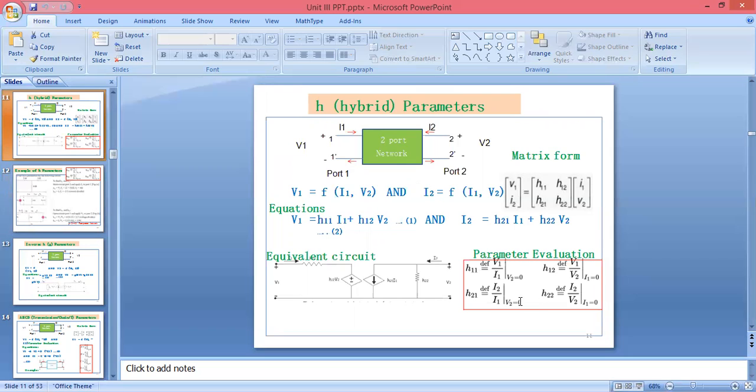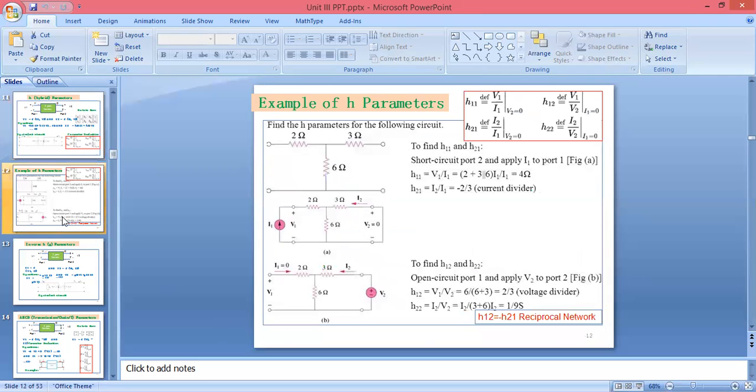And whenever you consider V2 equal to 0, at that time you get the equations for H11 and H21. These equations will be needed to solve numericals dependent on H parameters. Here they give us one equivalent circuit and we are supposed to find the H parameters. These are nothing but resistors.